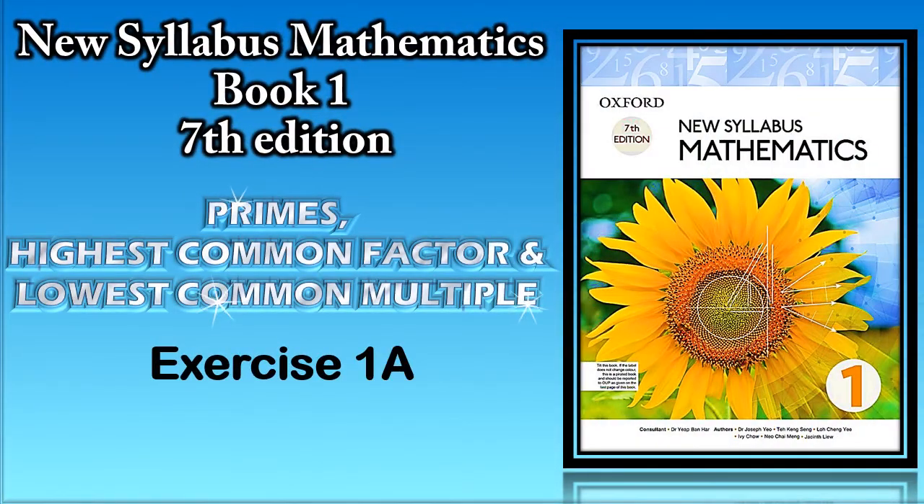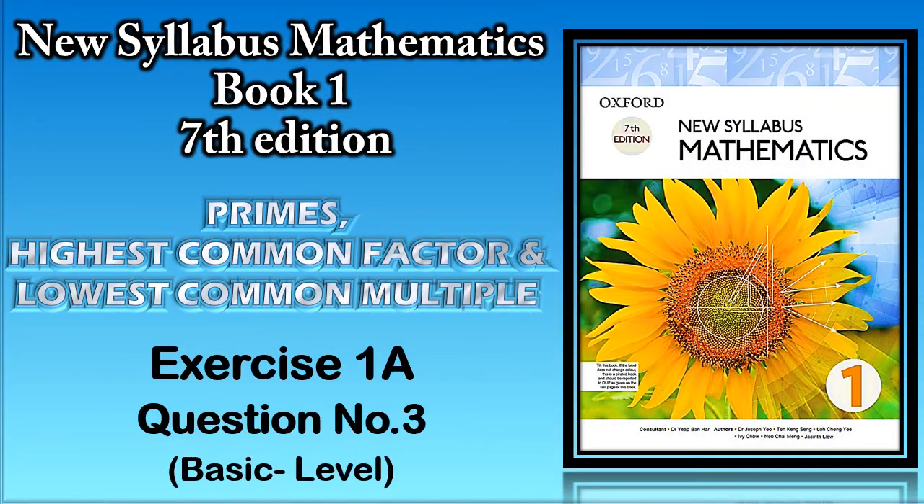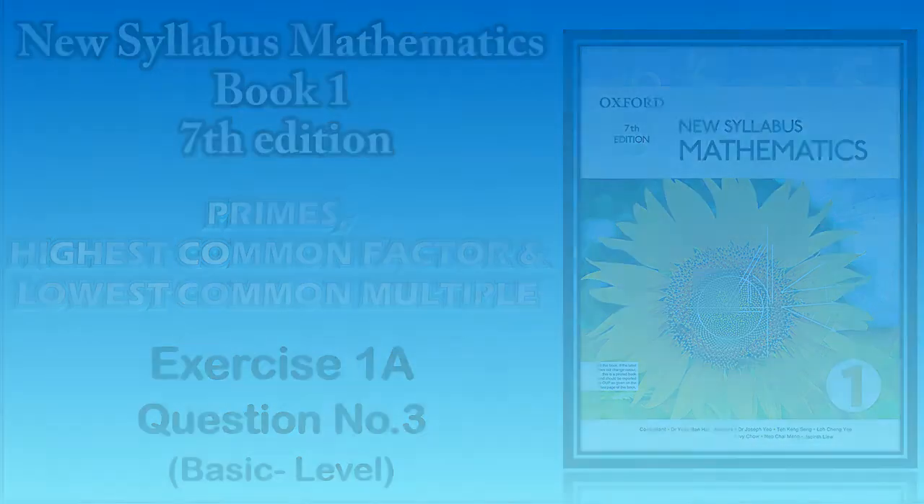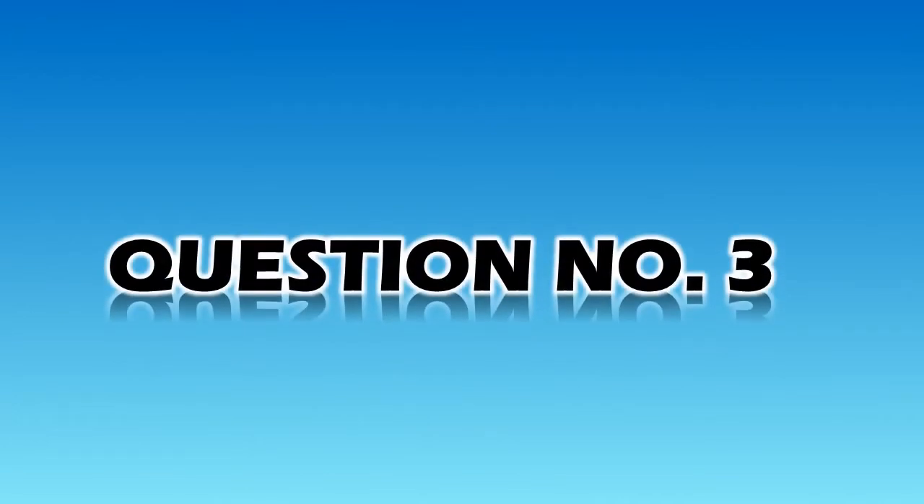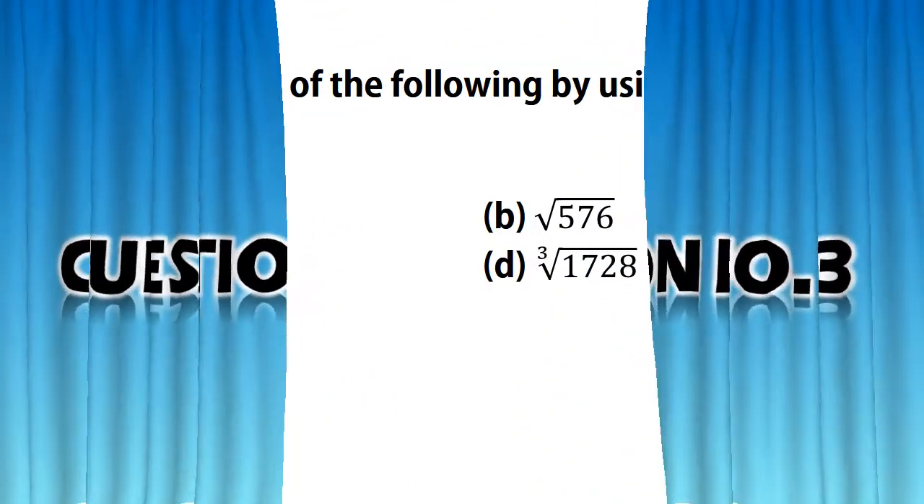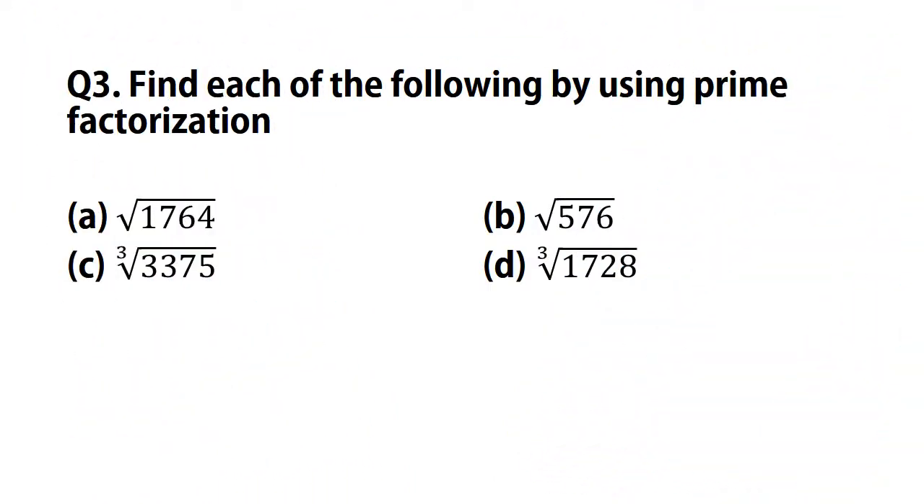New Syllabus Mathematics Book 1, 7th Edition, Chapter 1, Primes, Highest Common Factor and Lowest Common Multiple, Exercise 1A, Question number 3, Basic Level. In this video we will solve question number 3. Find each of the following by using prime factorization.